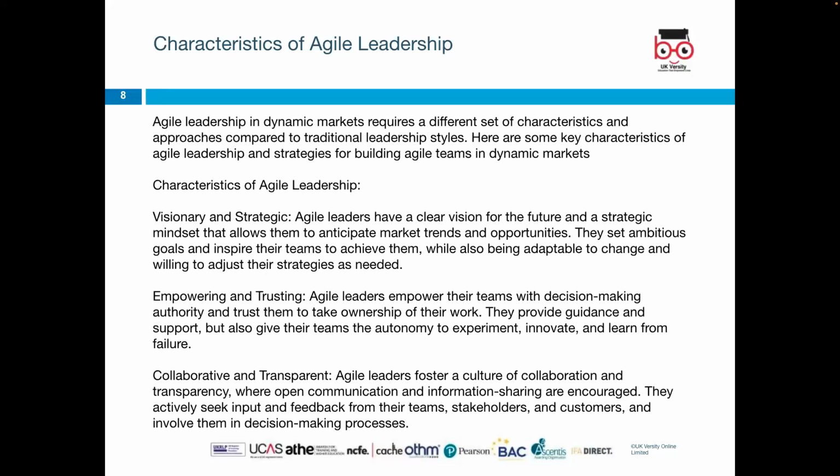Empowering and trusting. Agile leaders empower their teams with decision-making authority and trust them to take ownership of their work. They provide guidance and support, but also give their teams the autonomy to experiment, innovate, and learn from failure. Collaborative and transparent. Agile leaders foster a culture of collaboration and transparency, where open communication and information sharing are encouraged. They actively seek input and feedback from their teams, stakeholders, and customers, and involve them in the decision-making process.